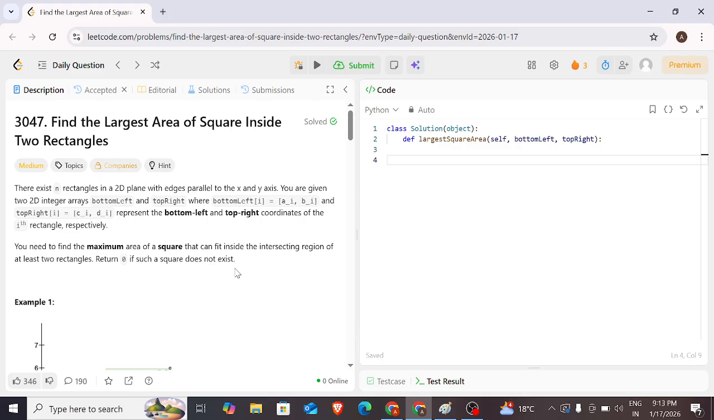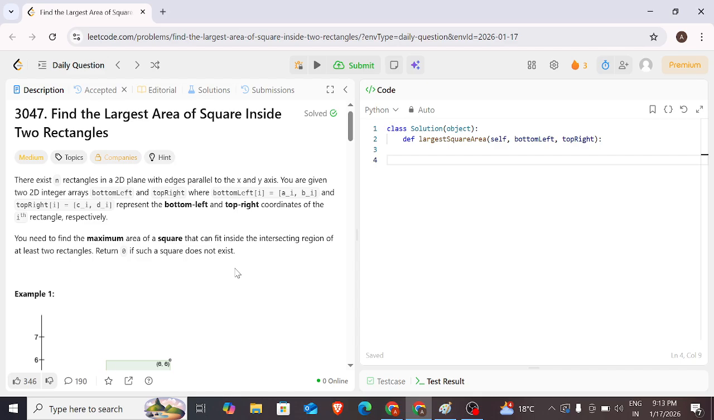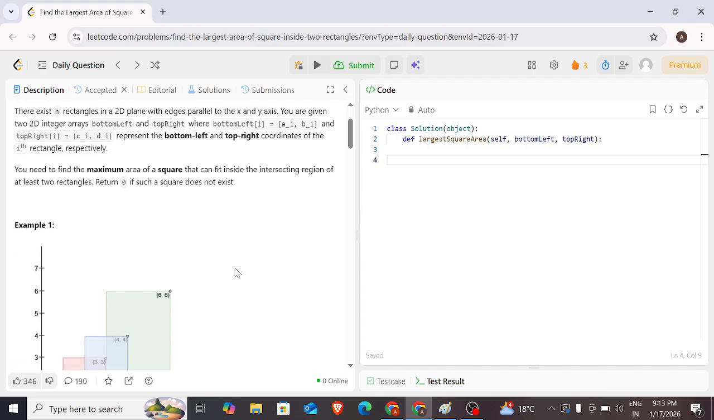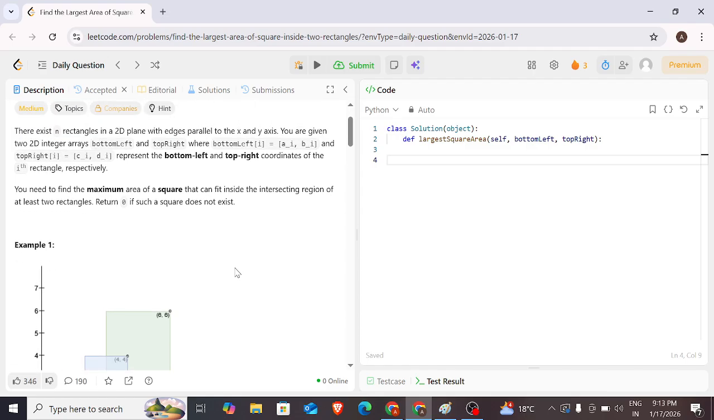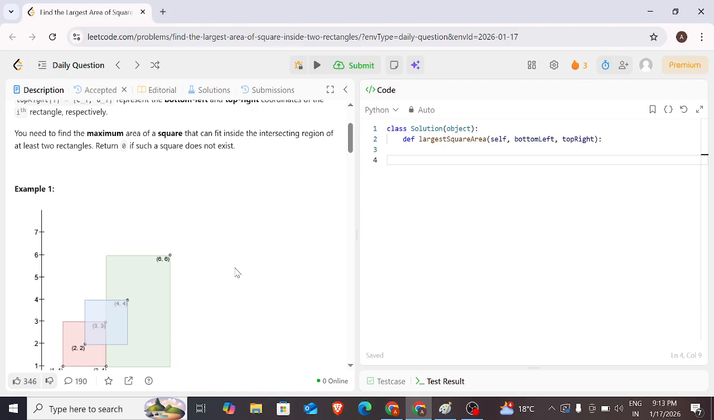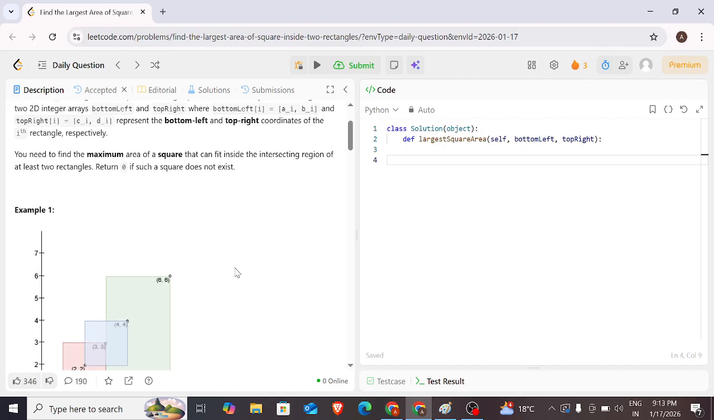Today's problem is 3047. It is a pretty easy problem. You have to find the largest area of square inside two rectangles. This is the third time in a row that they're coming up with a rectangle problem since I've started solving, and the maximum area of square problem. So I'll give you an intuition for the question.